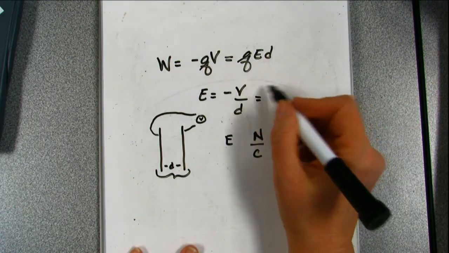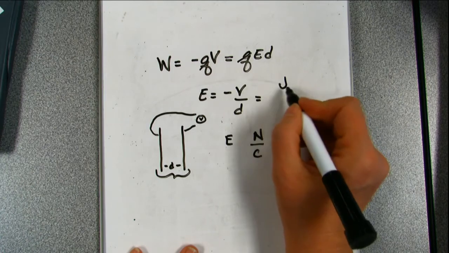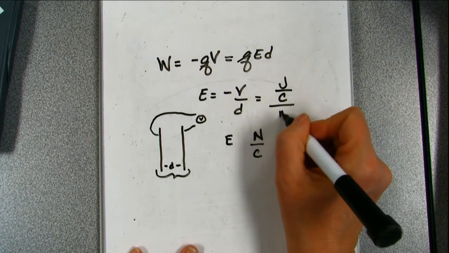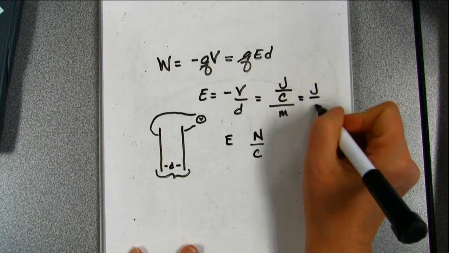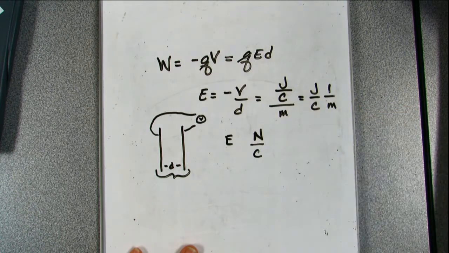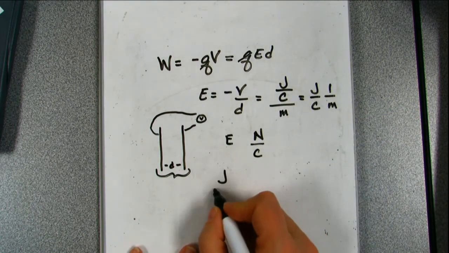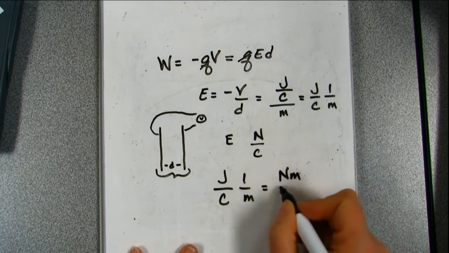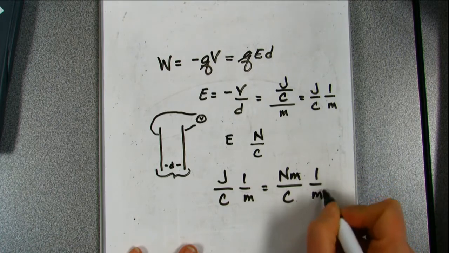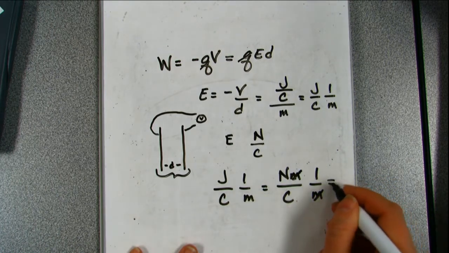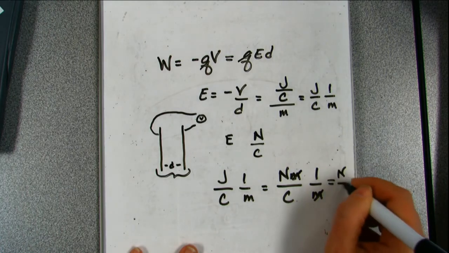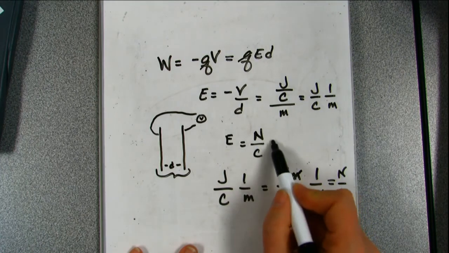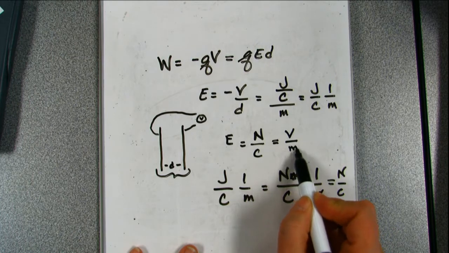So we're going to do a quick unit analysis here. A volt is a joule per coulomb, divided by a meter, so I can actually write this as joules per coulomb times 1 over meters. We know that a joule per coulomb times 1 over meters is equal to a newton meter per coulomb times 1 over meters. Meters cancel, and I get newtons per coulomb. So an electric field can either be represented as newtons per coulomb or as volts per meter.